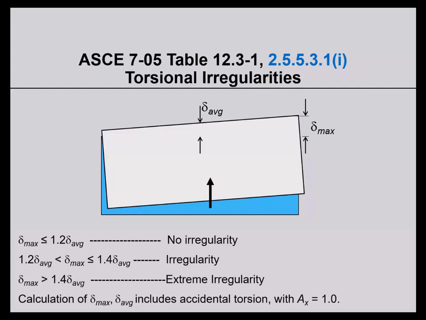If the ratio of maximum to average is more than 120%, less than or equal to 140%, we have type 1A, torsional irregularity. If the maximum is larger than 140% of average, then we have an extreme torsional irregularity, extreme 1A. Okay? Now, in calculating this delta maximum and delta average, we have to include accidental torsion, but no amplification of accidental torsion.